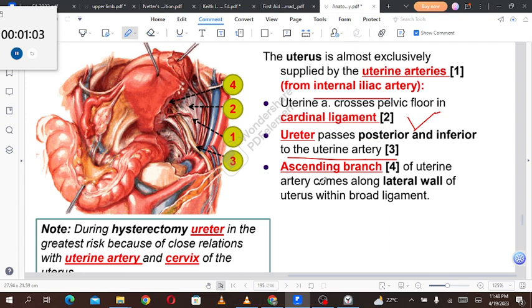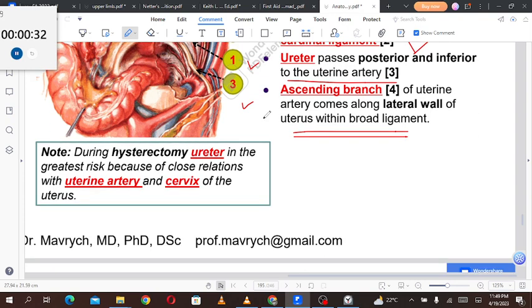Ascending branch of the uterine artery comes along the lateral wall of the uterus within the broad ligament. So the uterine cardinal ligament is represented in picture 2, if you can see anything over there. Then the uterine arteries, which are represented in picture number 1, are the exclusive blood supply to the uterus, and then the ureter passes posterior. So picture number 3, this is the ureter, and you can see it is passing behind this artery, that is the uterine artery. And point number 4, that is the ascending branch of the uterine artery comes along the lateral wall of the uterus within the broad ligament.